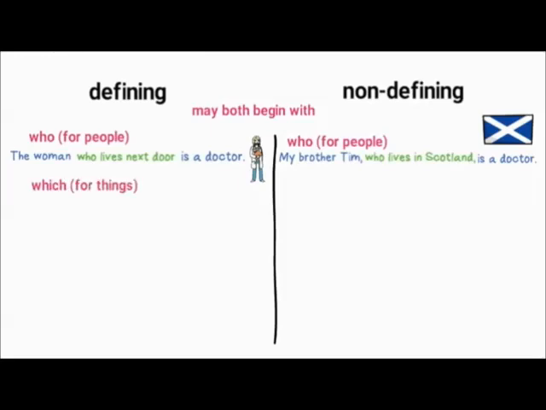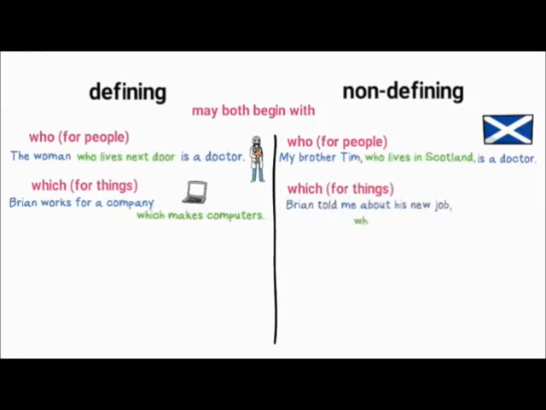Which, for things. Brian works for a company which makes computers. Here it is a defining relative clause. It is essential information, otherwise we do not know which company Brian works for. Whereas, Brian told me about his new job, comma, which he is not enjoying very much. This is adding extra information, so it's a non-defining relative clause.